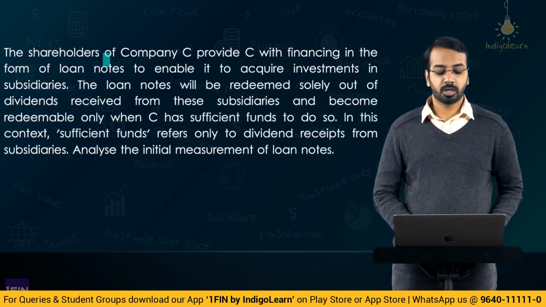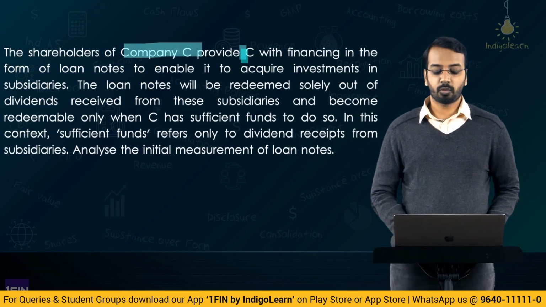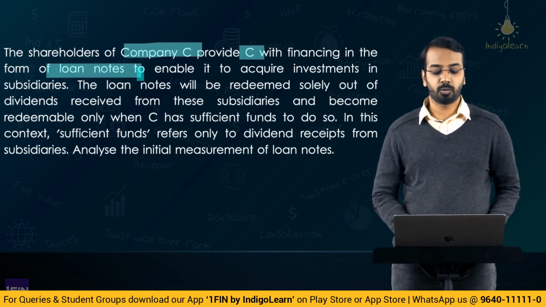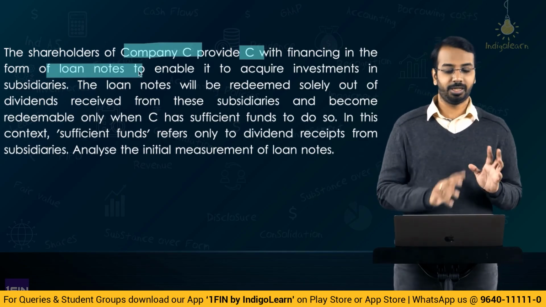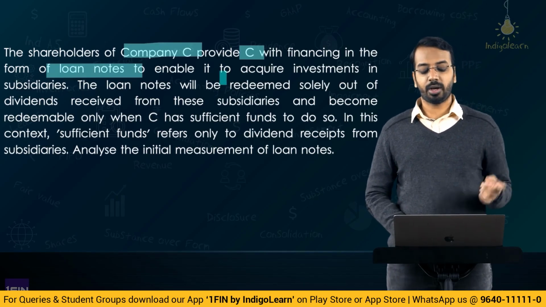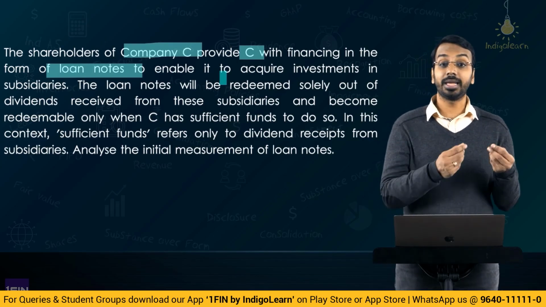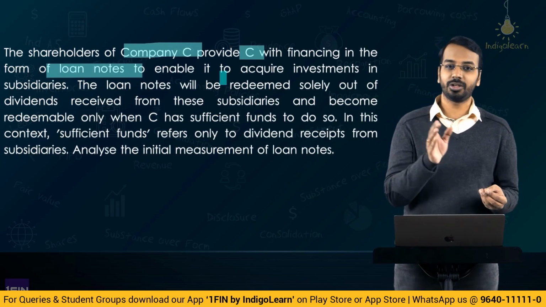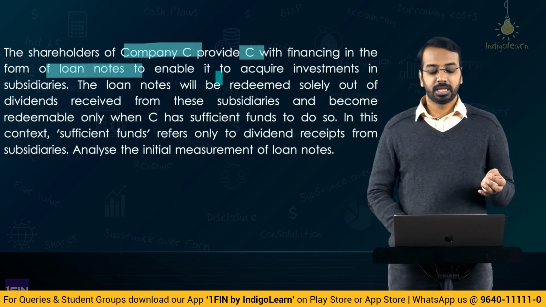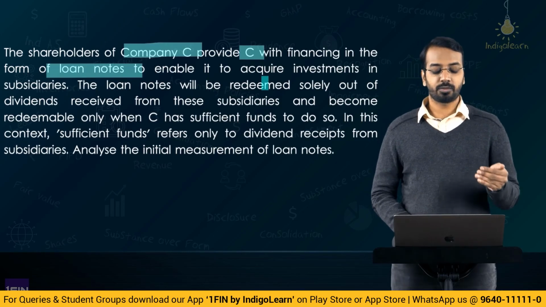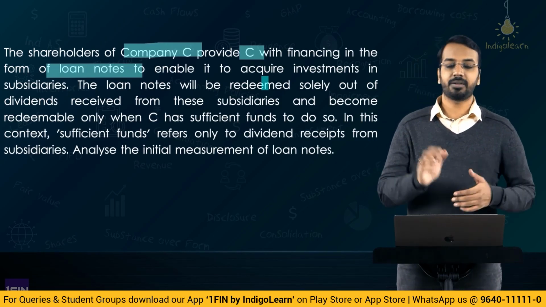The shareholders of company C provide C with financing in the form of loan notes. So basically, shareholders have given a loan to the company to enable it to acquire investments in subsidiaries. So company C will acquire subsidiaries based on the loan provided by the shareholders. The loan notes will be redeemed solely out of dividends received from these subsidiaries and become redeemable only when C has sufficient funds to do so.